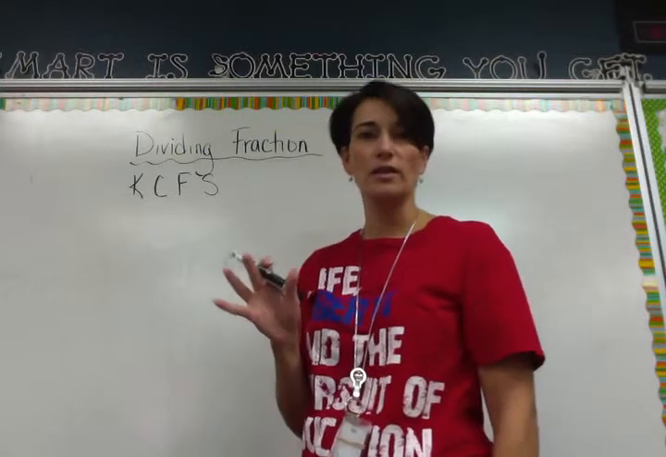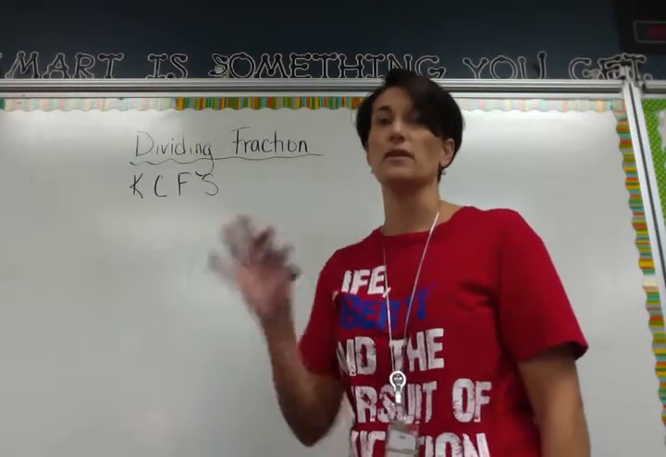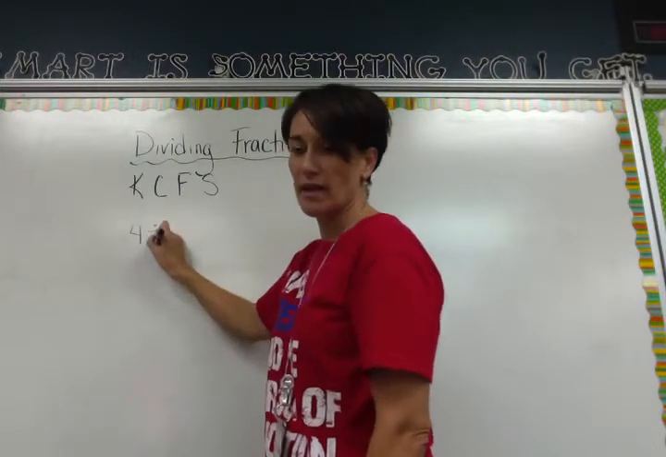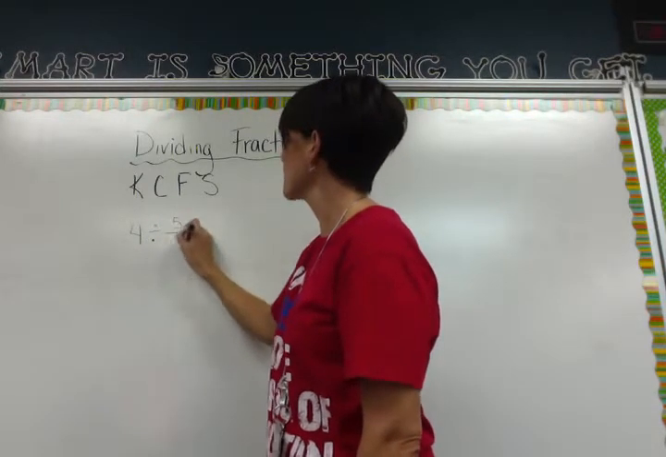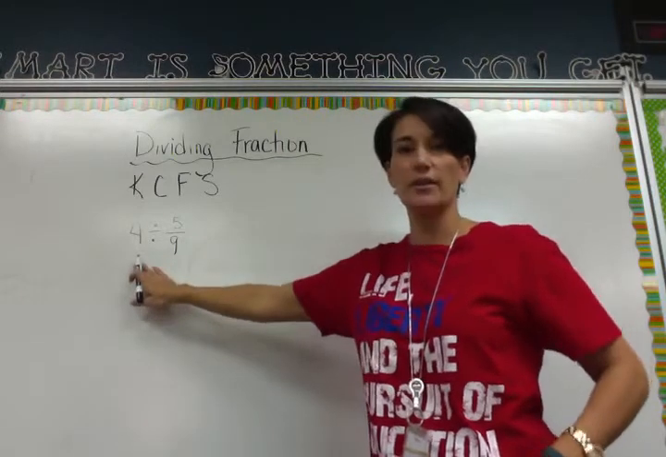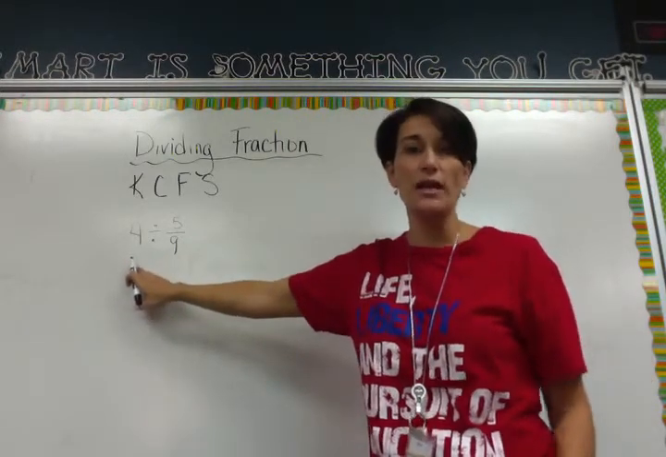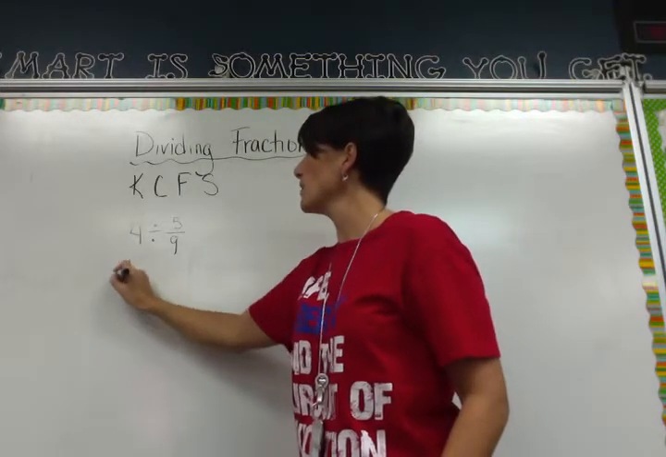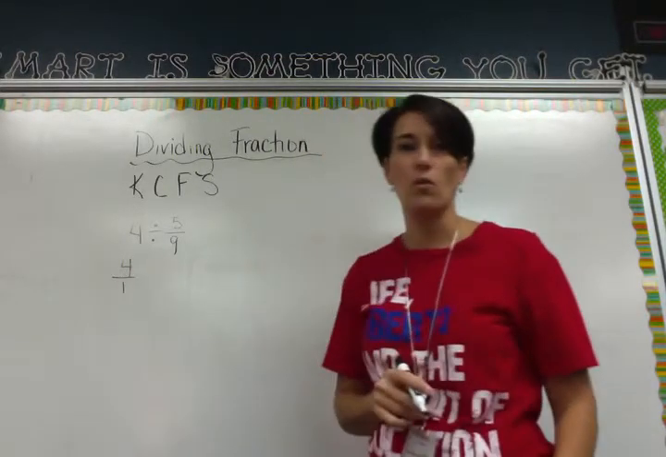The first two we're going to talk about are dividing whole numbers into fractions. So our first one is 4 divided by 5/9. Okay, so the first step is to keep our first number. This isn't a fraction, but we know that any whole number over 1 is a fraction. So I'm just going to keep my 4 and put it over 1.